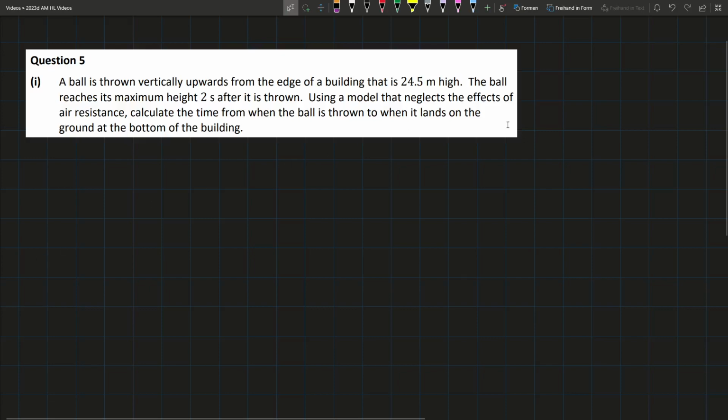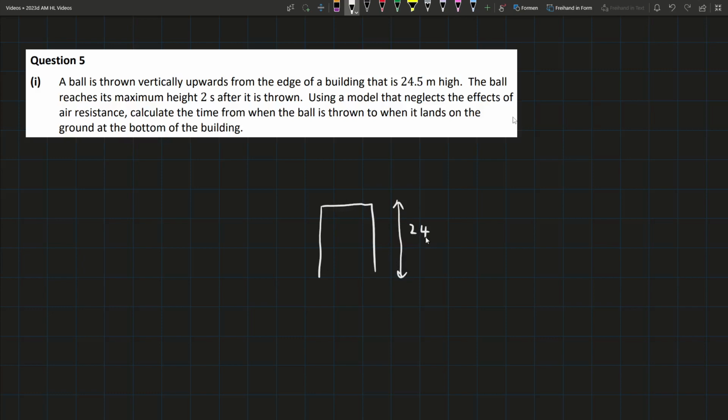So question 5 is a uniform motion question mixed with differential equations a bit. Basically we have a ball, it's thrown upwards from the edge of a building and it's 24.5 meters high. It can be nice to just draw a diagram to see what's going on. Here's our building. It's 24.5 meters high and we're throwing a ball.